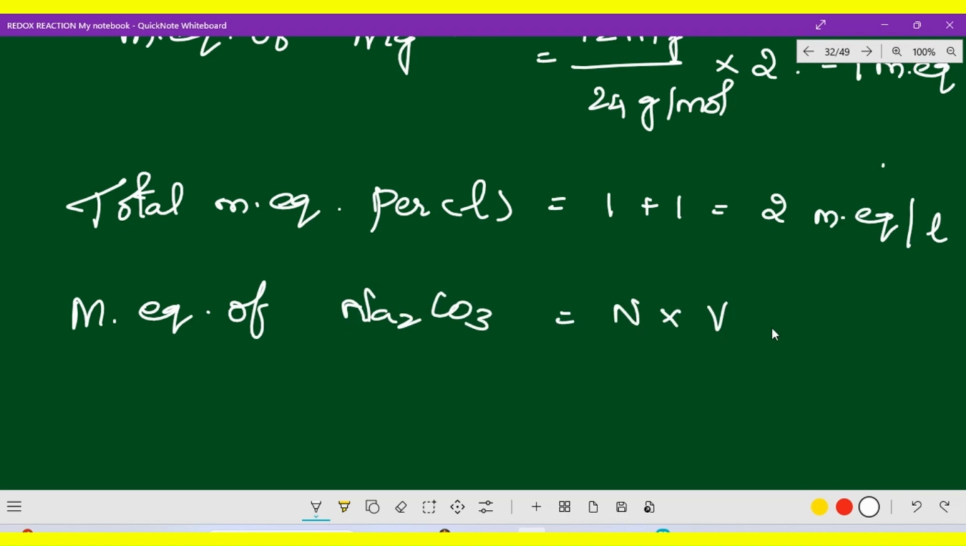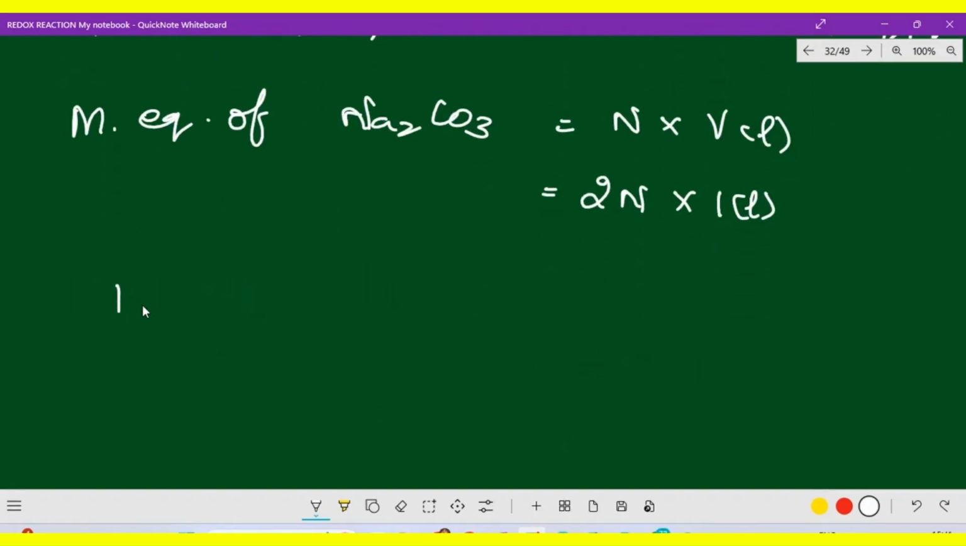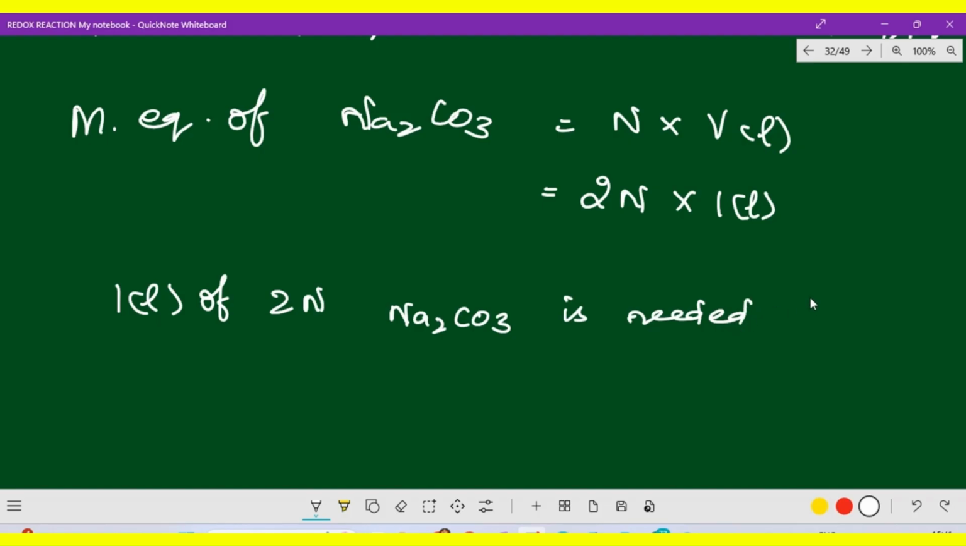Normality into volume in liter. Normality, how much? In the question it has mentioned 2N. And volume in liter: 1 liter of 2N Na2CO3 is needed to soften 1 liter of pond water.